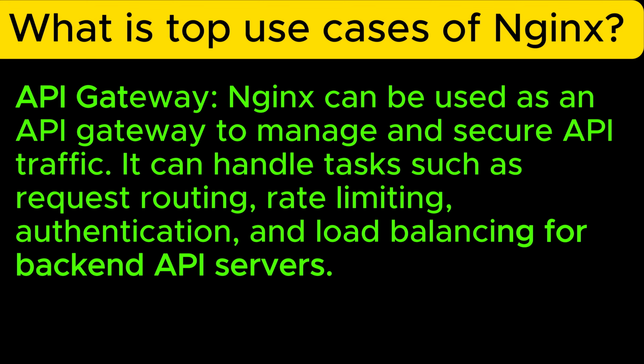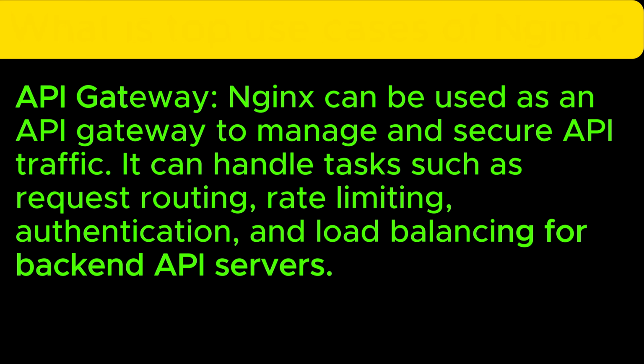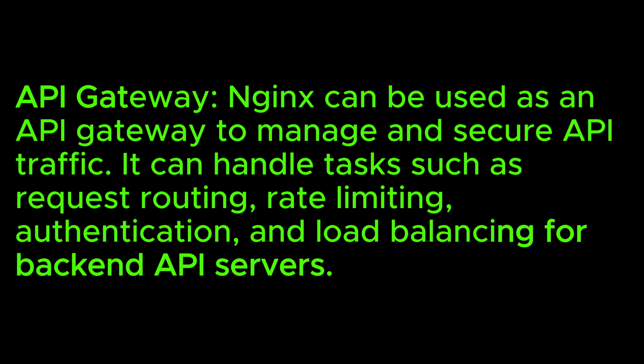You can also set rate limits. Rate limiting means you can set a parameter so that requests cannot be more than the given limit for specific services. And you can also do authentication and load balancing for backend API servers. So please don't confuse load balancing with API gateway. Load balancing is a feature of an API gateway.